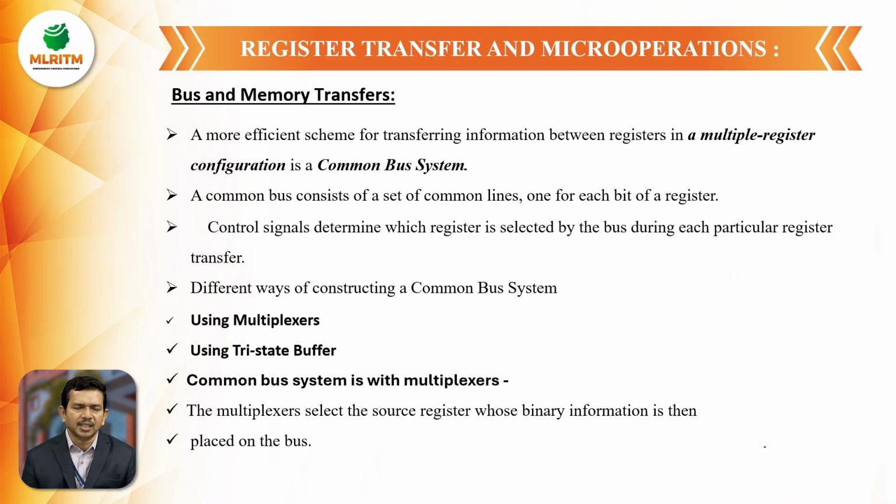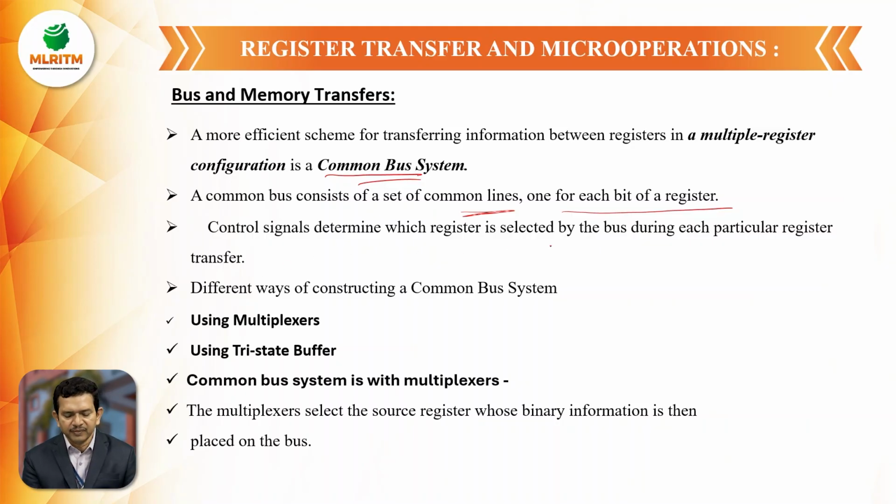Instead of connecting each register at a time, transferring that, and again connecting register R2 and transferring that, I will make a bus system where the bus connects all registers at a time and transfers the data. A common bus consists of a set of common lines, where these common lines are used by each bit of a register. So a register contains bits, and these bits use these common lines and connect to one another to transfer the data between the registers.